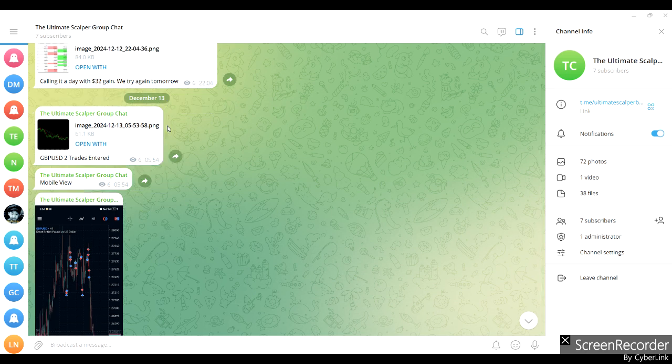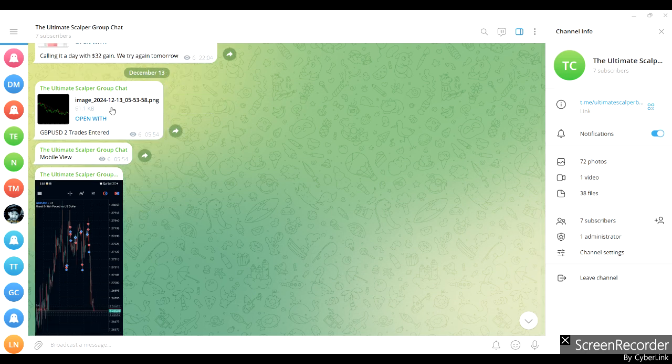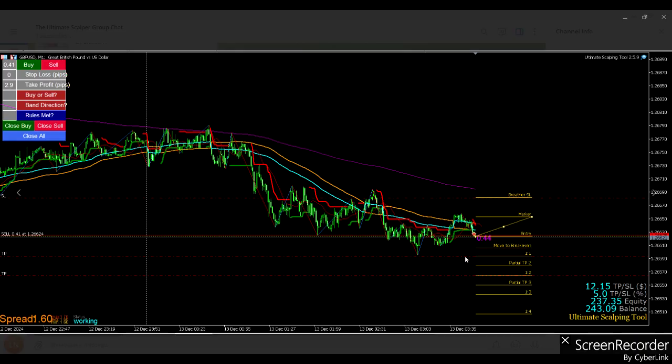We paid in December today. So today our first trade was at 05:54 in the morning. I normally trade early in the morning. So same entry, same rules. My rules don't change. Whether I lose or I win, I continue to do the same.